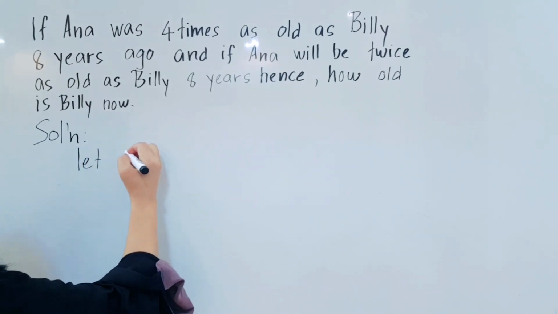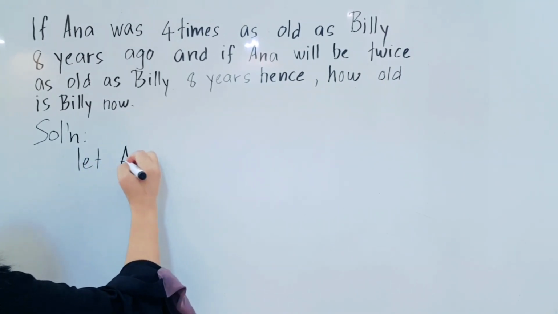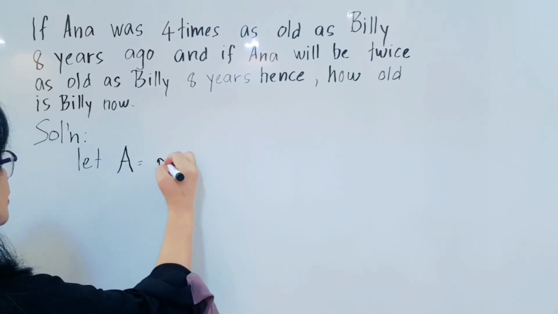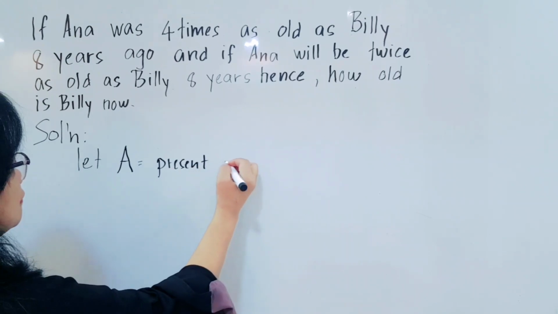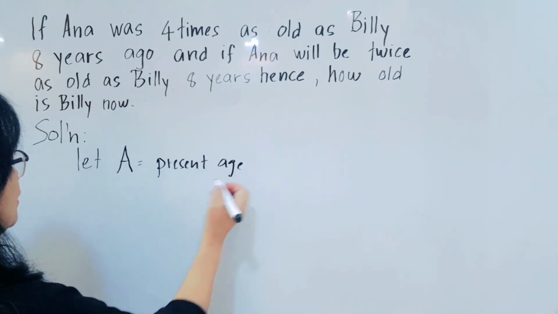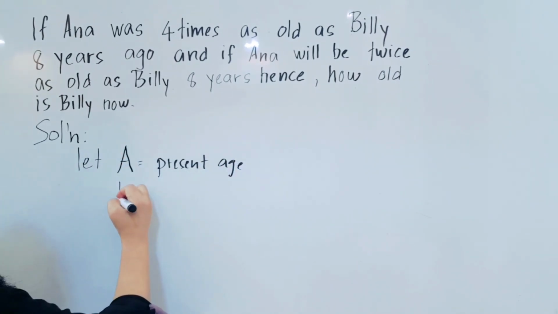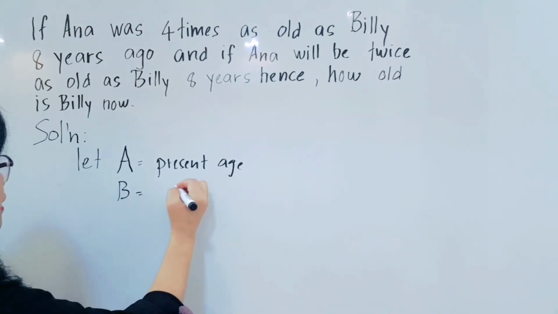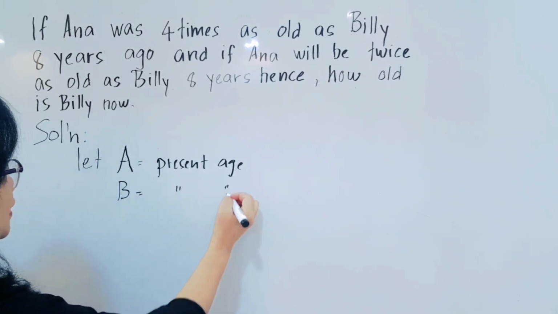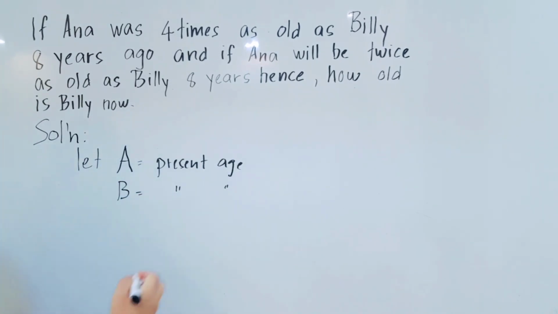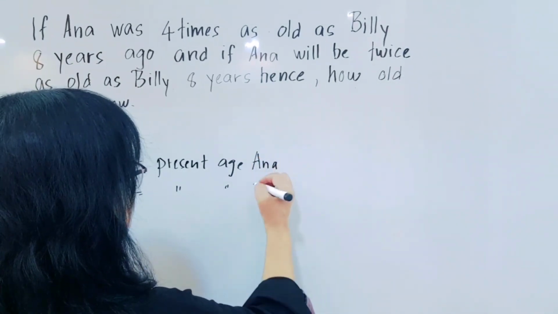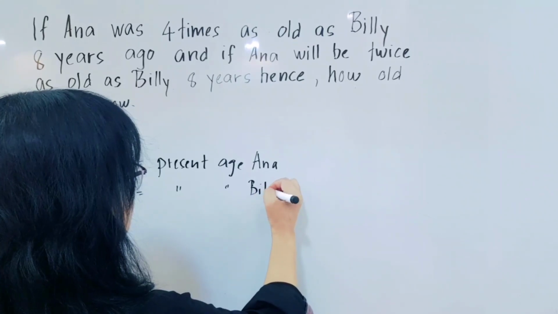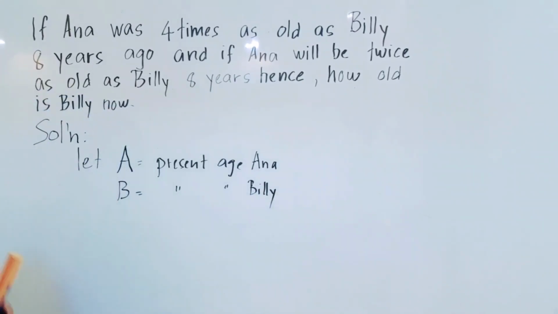Now here we have the solution, and we fill it in. For example, we let the present age of Anna be A. This is the present age. And the age of Billy, we will let it be B, as the present age also of Billy. This is for Anna, and the other one is Billy. Now, we will tabulate their ages.